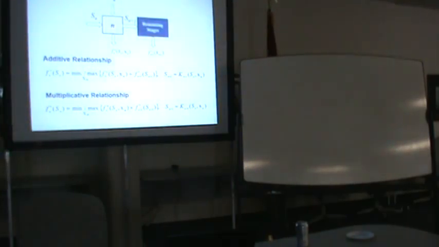The quantity that we want to optimize, if it is an additive relationship, is the local contribution plus the contribution from the remaining stages. And we need this state transformation formula to continue with the problem. Otherwise, we will be stuck here. In the second case, we replace the plus by the times sign, plus by multiply by. And the rest is the same.